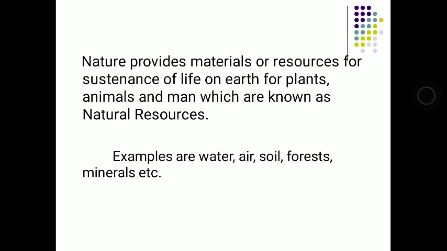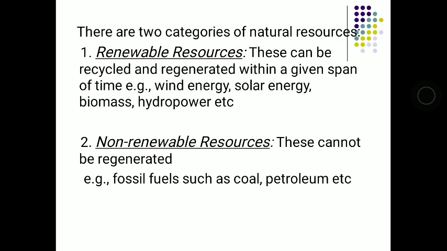So nature provides materials or resources for sustenance of life on earth for plants, animals and man, which are known as natural resources. Examples are water, air, soil, forest and minerals, etc. So there are mainly two categories of natural resources, very easy: renewable resources, non-renewable resources. So what are renewable resources? These can be recycled and regenerated within a given span of time.